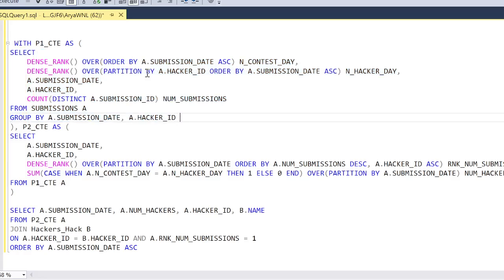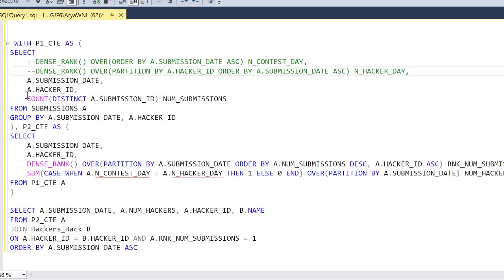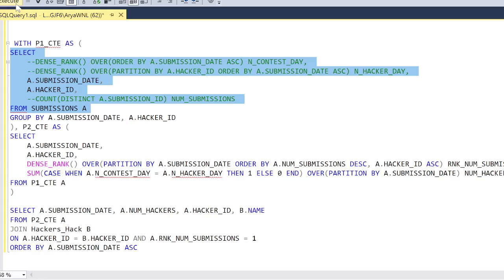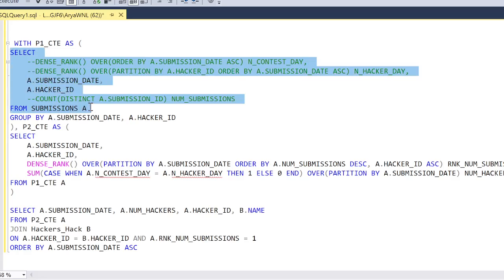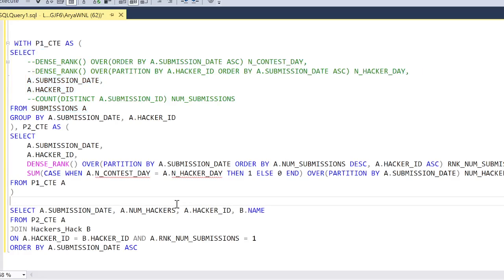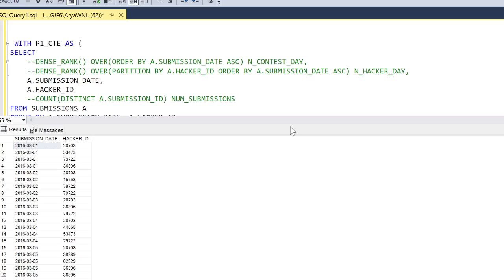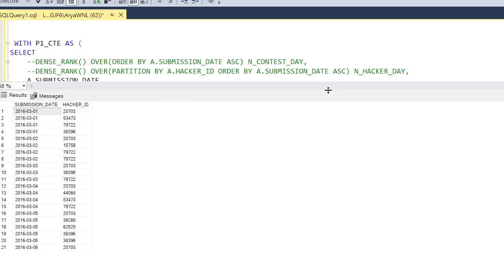Now what I am doing is I am selecting the submission date and the hacker ID. Okay, so let me just comment this one, and comment this one as well. Let me only run that query so that you understand it. From, okay, so I need just this one. Now I hope you can see that. So now I have the submission date and the hacker ID with me, right?